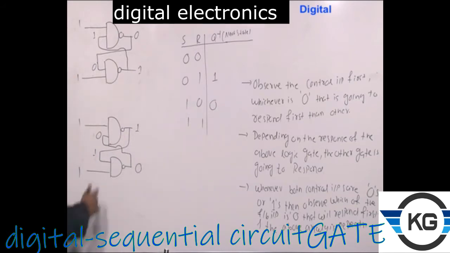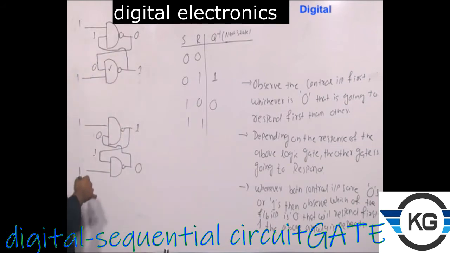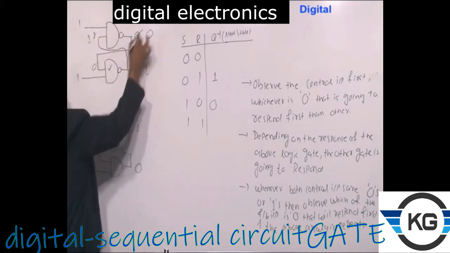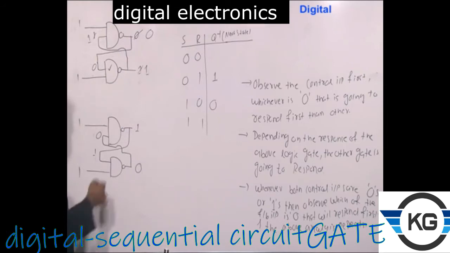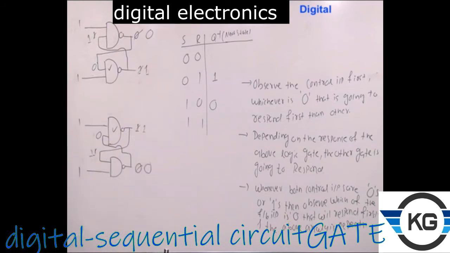So what I should see? Now I should see which of the feedback input is 0. So now this feedback input is 0, right? So what will happen? Now this becomes 1. This one is coming here, this becomes 0. Among these, this is going to respond first. This becomes 1, this one is coming here, this becomes 0. What observation are we making?